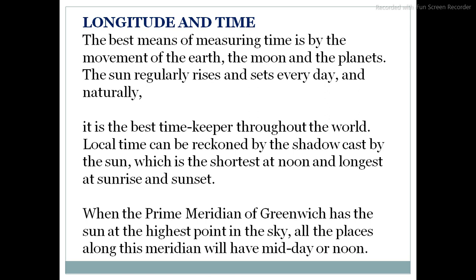As you already know, at noon time, when you are playing on the ground, if it is sunny, your shadow is going to be under your feet. But in the morning and in the evening, when the sun's rays fall on you, your shadow is going to be at your back. So here the point is that when the sun is at the highest point in the sky at the prime meridian of Greenwich, all the places along the meridian will have midday or noon.